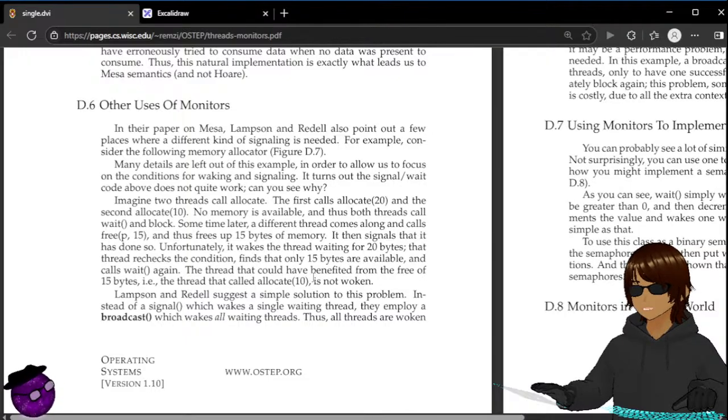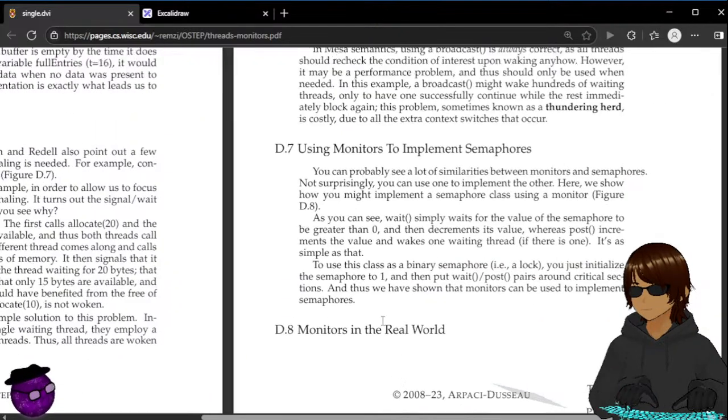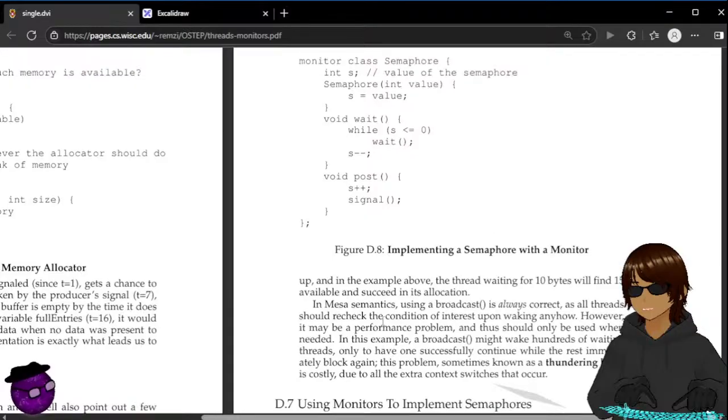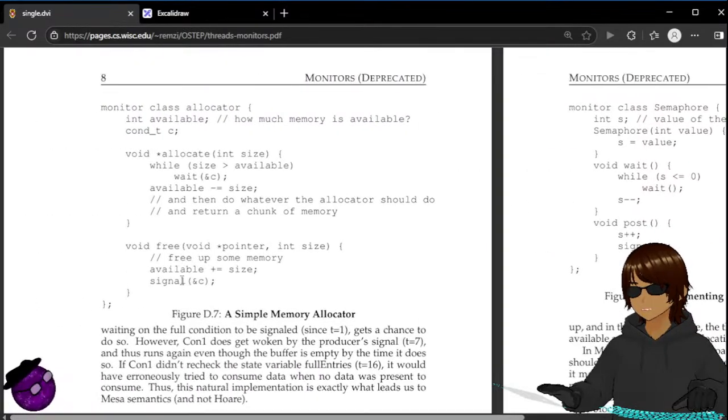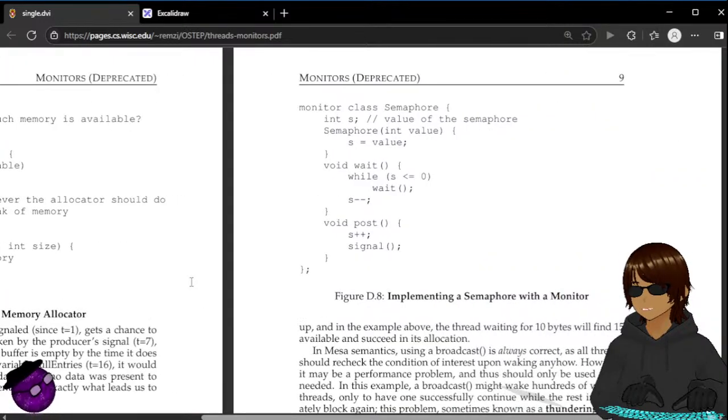The thread that could have benefited from the free of 15 bytes is not woken. Lampson and Redell suggest a simple solution. Instead of signal, which wakes a single waiting thread, they employ a broadcast, which wakes up all waiting threads. Thus, all threads are woken. So instead of signal, we use broadcast.